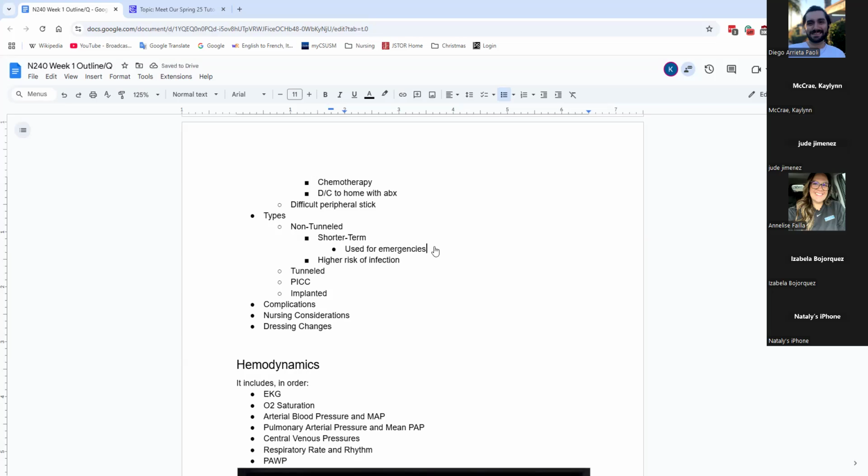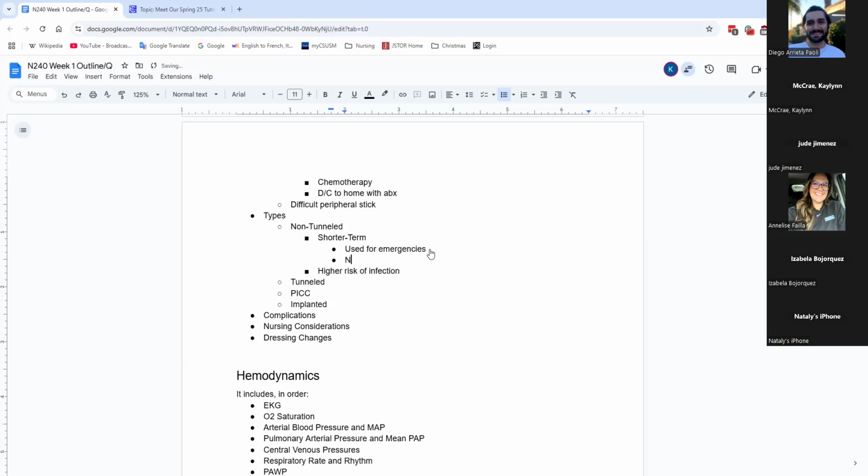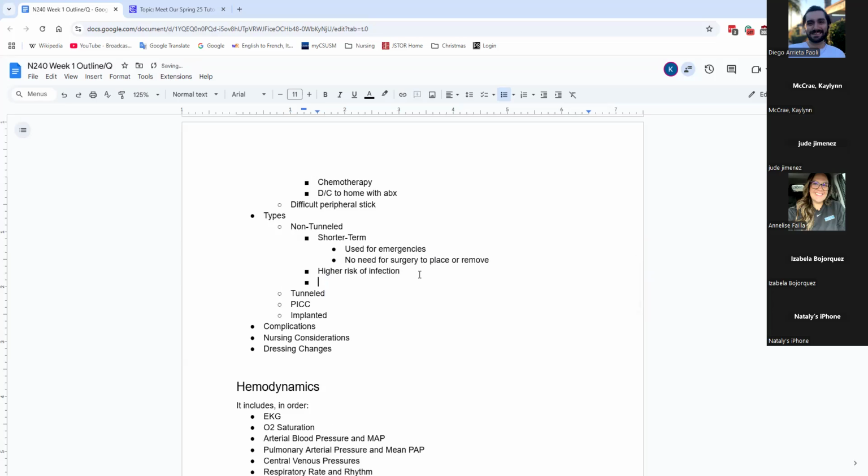So use for emergencies, shorter term use, no need for surgery to place or remove, higher risk of infection. What else is key when it comes to the non-tunneled? Where is it being placed? Subclavian. Yeah, typically it's in the subclavian.